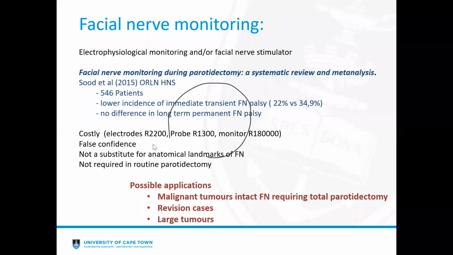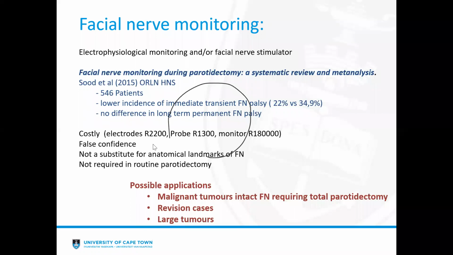Facial nerve monitoring is now used routinely in many centers. It includes EMG monitoring of the nerve, used to detect any contraction of the nerve or its branches with mechanical or electrical stimulation intraoperatively. This is often done in combination with a facial nerve stimulator, which is a probe that assists with identification of the nerve and distinguishing it from other structures like blood vessels.